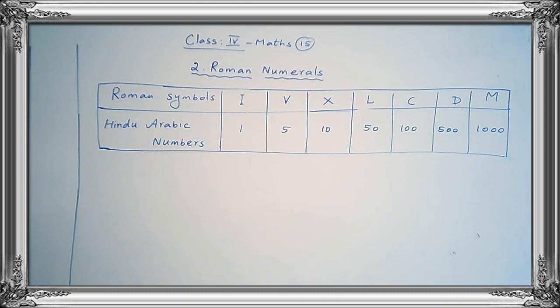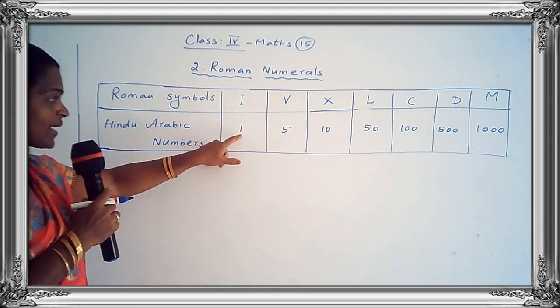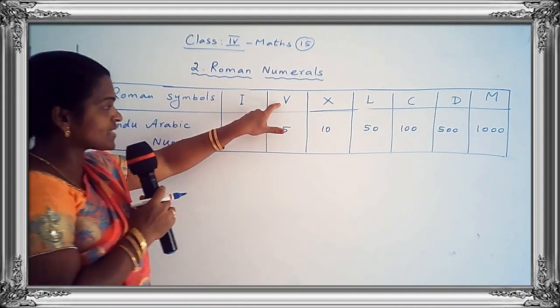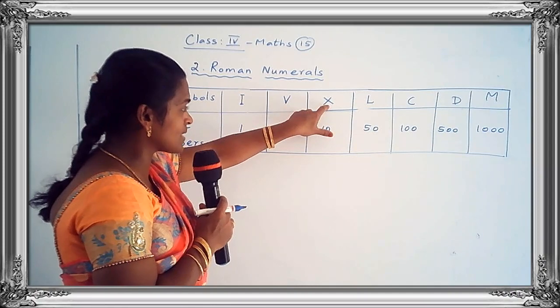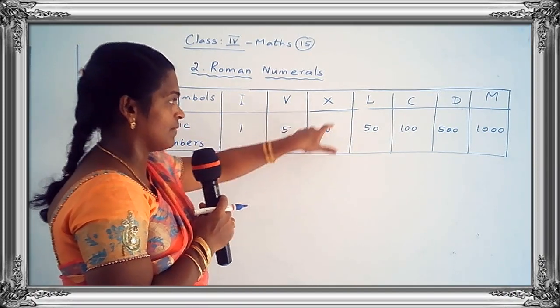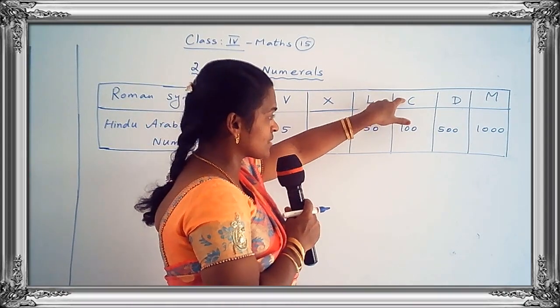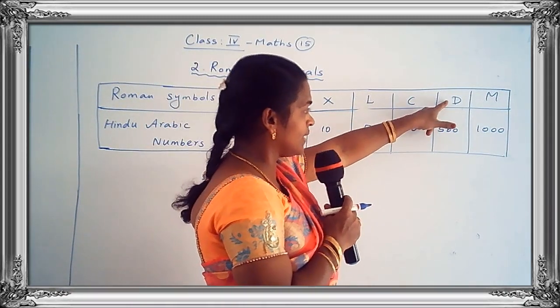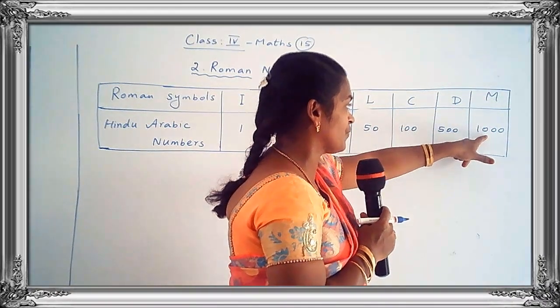Here I stands for the Hindu Arabic number 1. V stands for the Hindu Arabic number 5. X stands for the number 10. L stands for 50. C stands for 100. D stands for 500. And M stands for thousands.